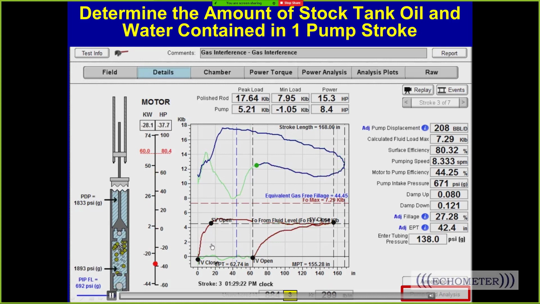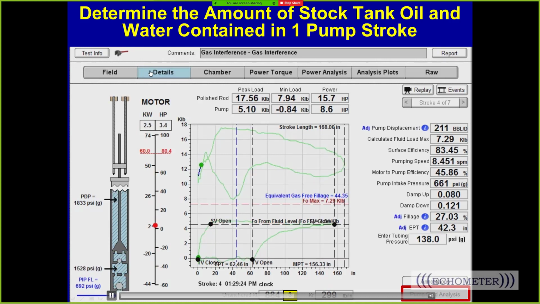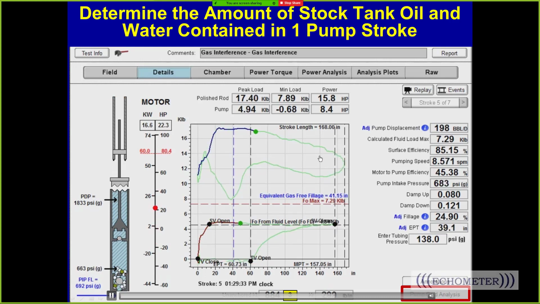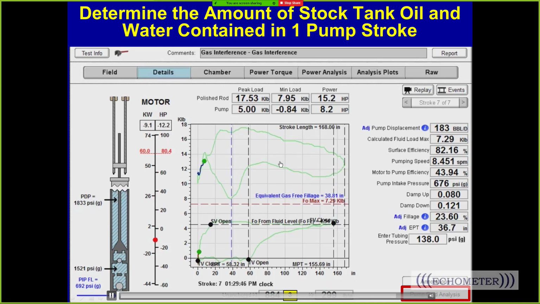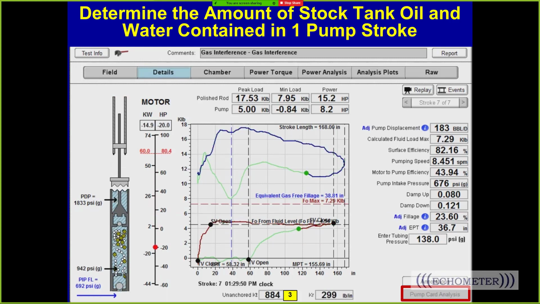And so when you see this pump card on the details tab, it shows an adjusted pump displacement, which has been adjusted for several adjustments. And we might note that the pump stroke here is shorter than the surface stroke. That's due to the stretch of the rods, picking up the fluid load. Sometimes people say, well, just take 80% of the surface stroke and that's your pump displacement. Well, that doesn't work very well either.